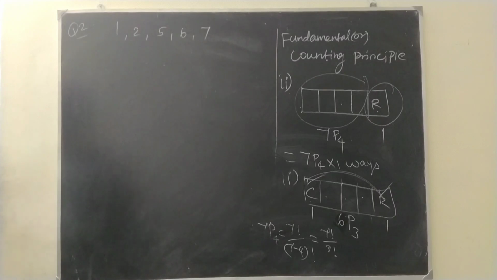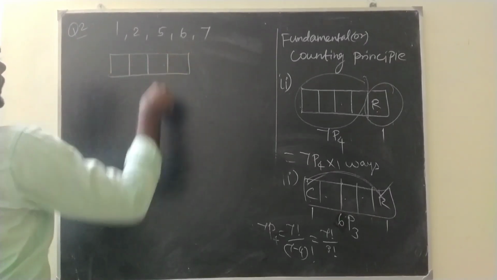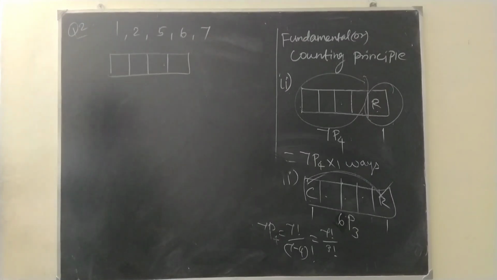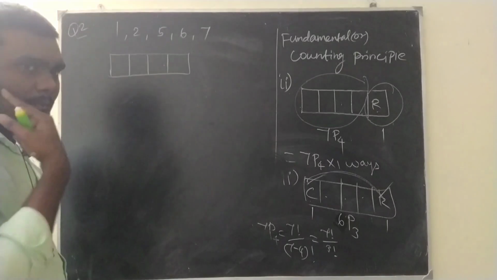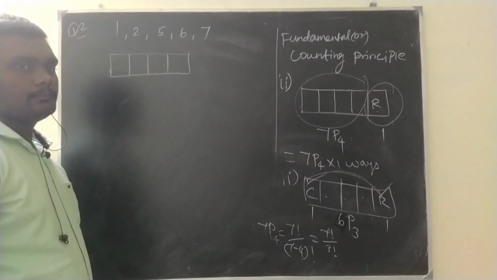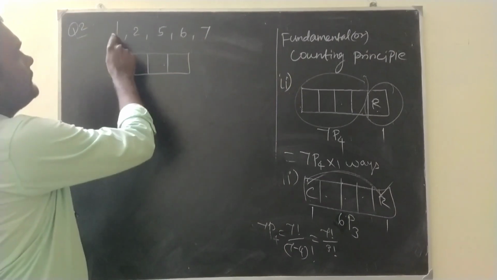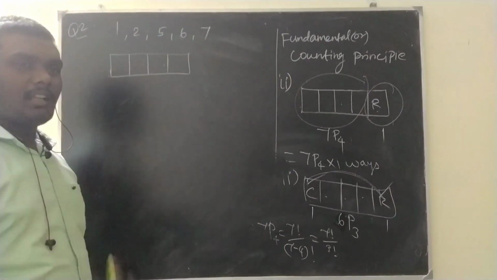1, 2, 5, 6, 7. We are framing a 4-digit number. 1, 2, 3, 4-digit number. How many of them are divisible by 2? First, totally how many 4-digit numbers can be formed? How many numbers are given? 5. From this, how many are we taking and arranging?